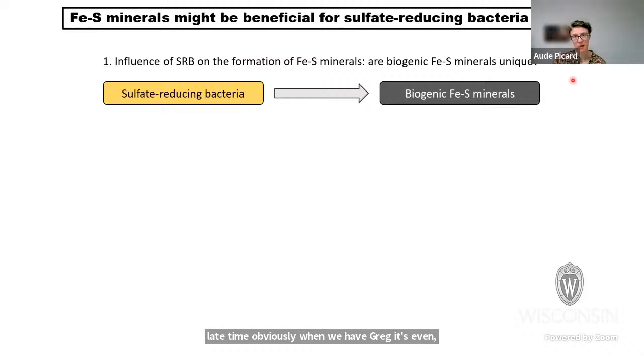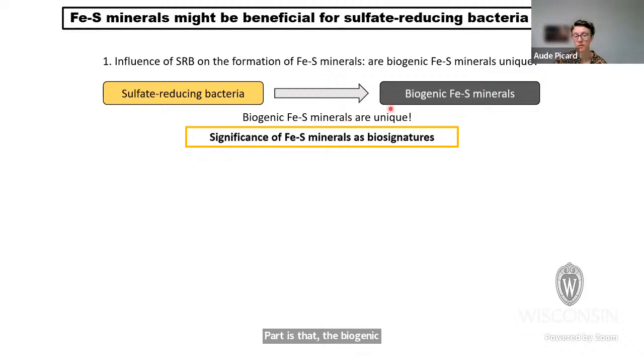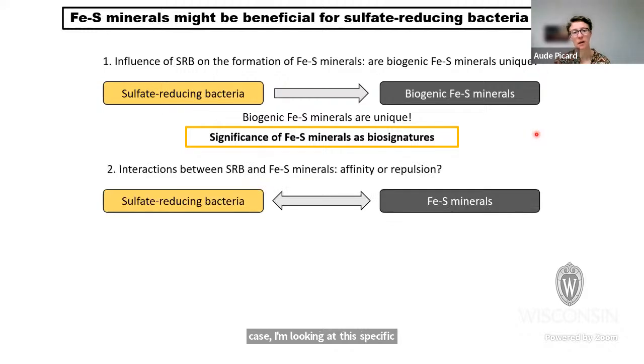So the conclusion on that specific part is that the biogenic iron sulfide minerals are unique, and this is important if we want to use those biogenic sulfides as biosignatures. There are obviously other things that we can measure in those minerals to make them even more robust biosignatures. But in this case, I'm only looking at these specific crystalline parameters. And now I'm going to look into the interactions, where we look more into the composition of the minerals.